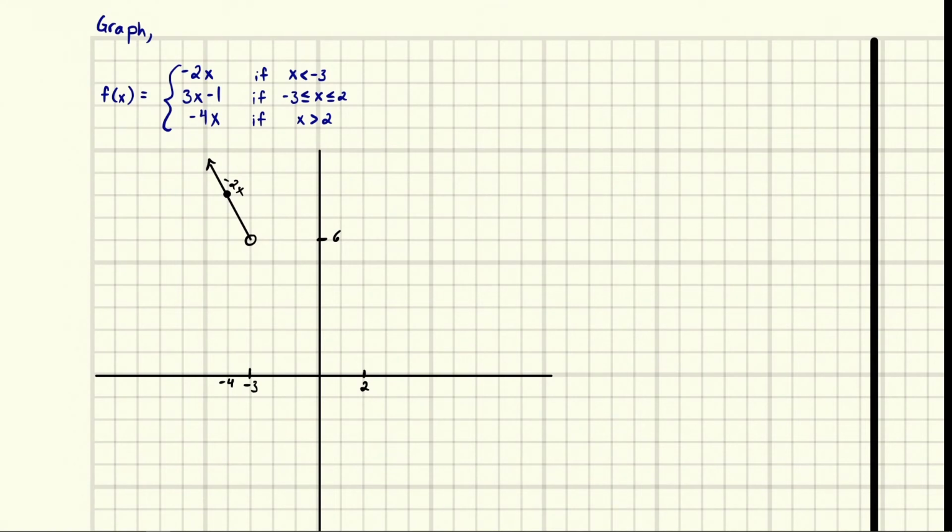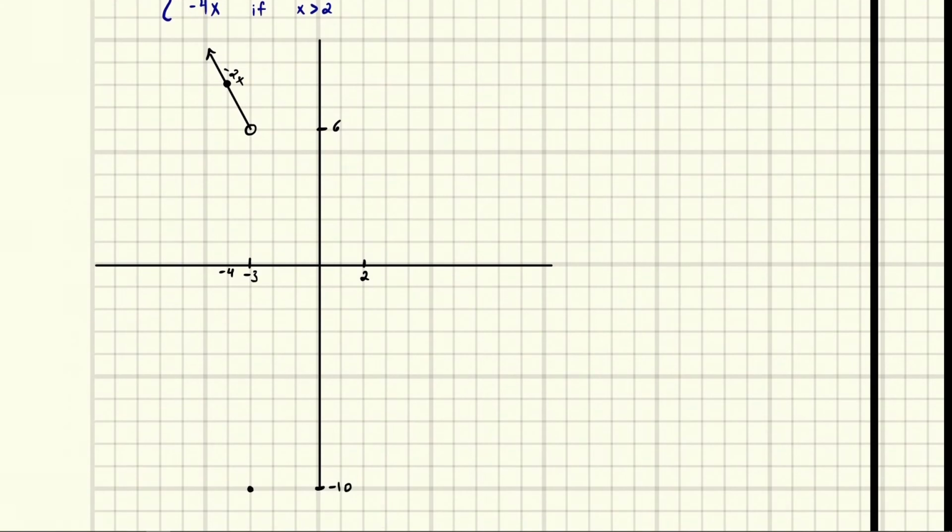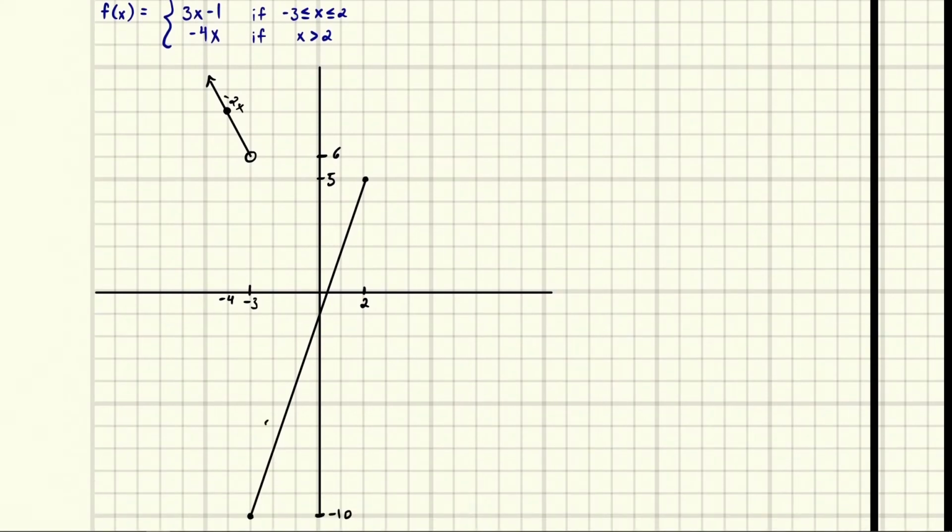Now for 2, if we plug that in, we're going to get 3 times 2. Well, that's 6 minus 1 is 5. So at 2, we're going to get 5, which is right here. This is where 5 is at. And this would be the line. So we would just simply draw a line here. And this is the line 3x minus 1. And if you see, it has a positive slope, specifically a slope of 3. And it's been shifted by 1.